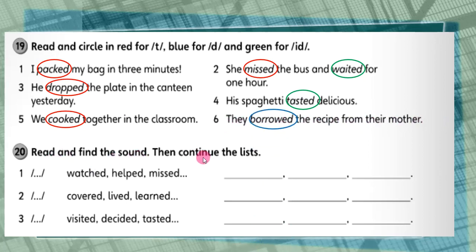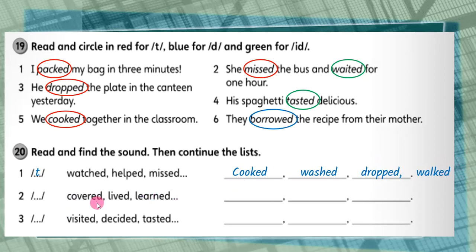Read and find the sound, then continue the list. So: watched, helped, missed. What is the sound here? Well done, it is a t sound. Continue the list with some verbs that you know. What verbs do you know that end with the t sound? We have cooked, washed, dropped, and walked, and there are other verbs that you can write. You don't have to write the same verbs here.